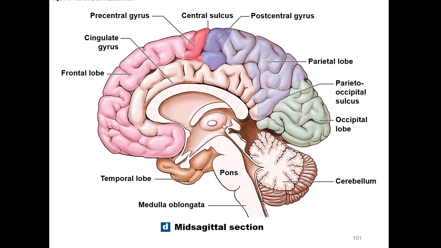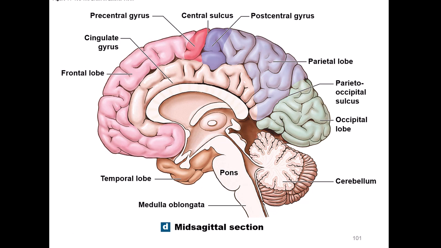Again, the main thing I want you to walk away with right now is that the thalamus is a relay station. As sensory information comes up, it goes to the thalamus, and then the thalamus relays it to the appropriate lobes for interpretation.